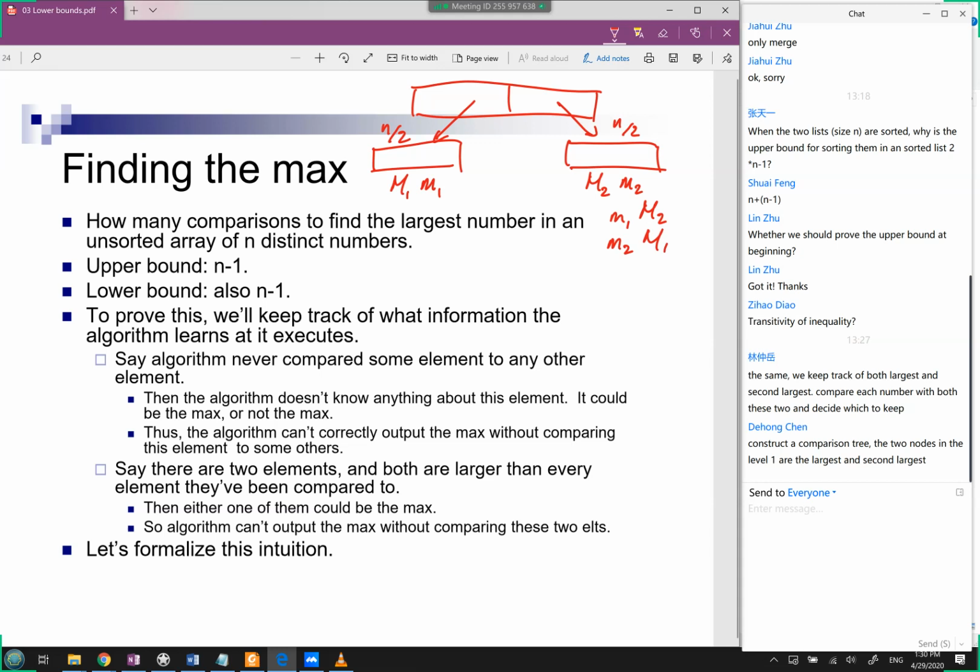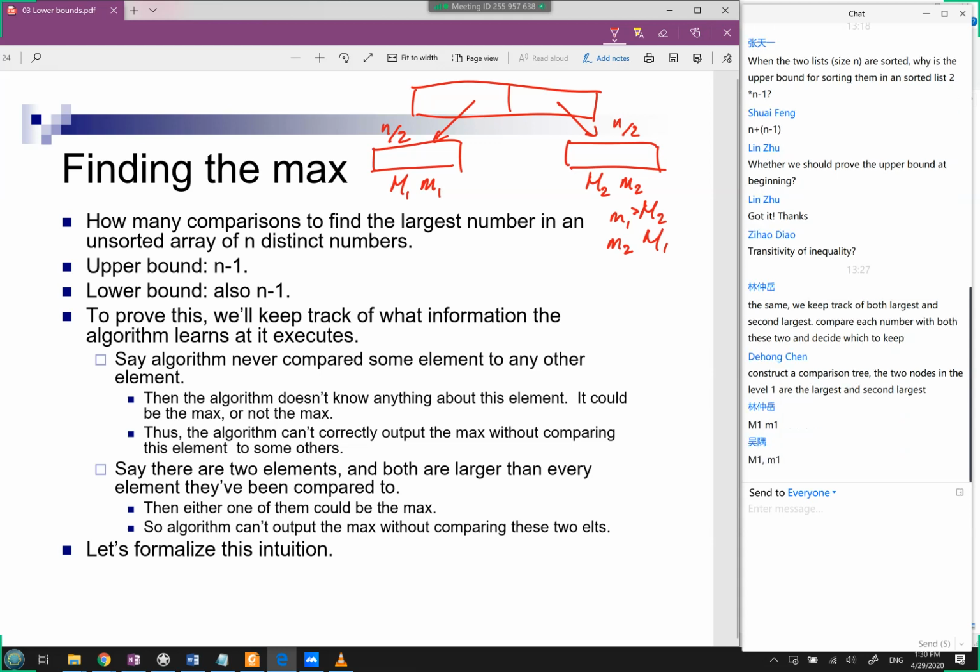So suppose little m1 is larger than m2. Then what are the max and the second max? If little m1 is bigger than big m2, exactly, because we already know that big M2 is larger than little m2, right? Therefore we know that the max and second max are just big M1 and little m1.